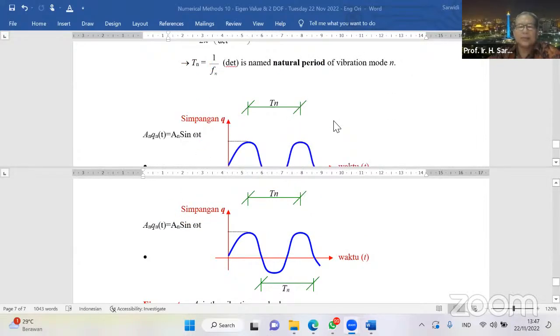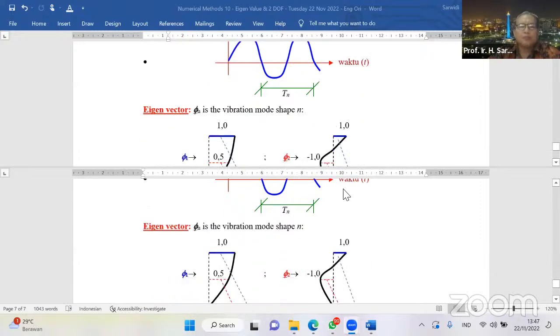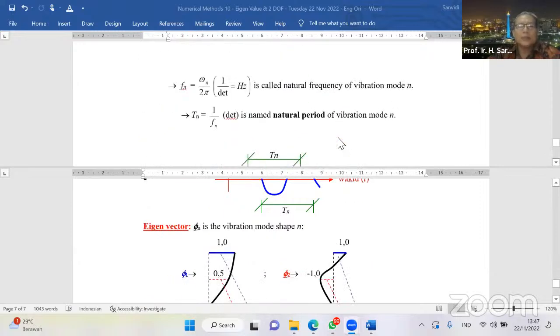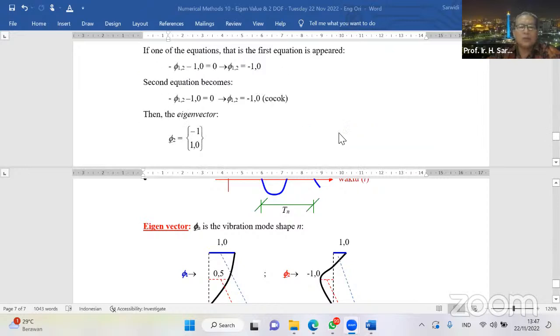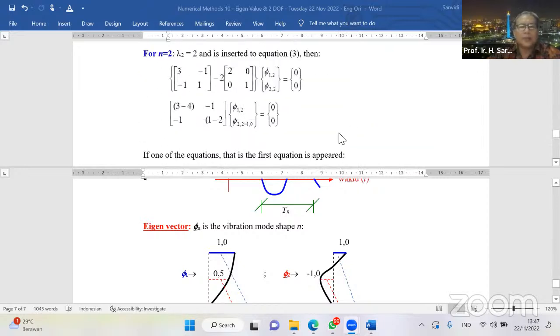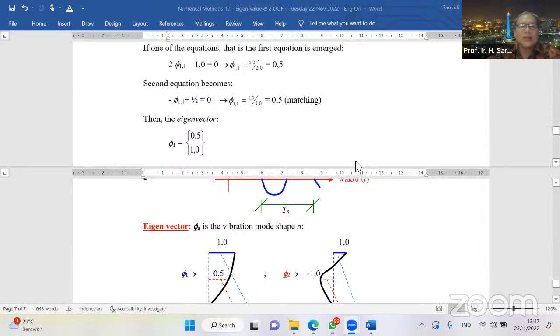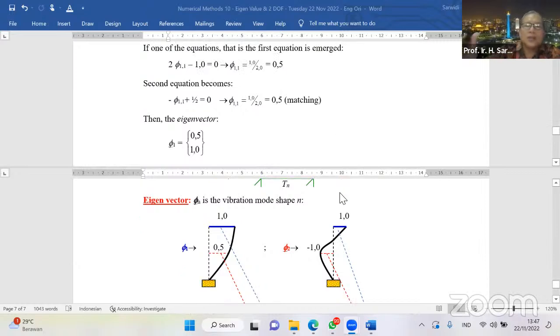Again, how about the eigenvector? The first eigenvector is this one. Here the reference is 1, and then the floor here, this is the first floor, or zero at the ground, the floor is 0.5 here.